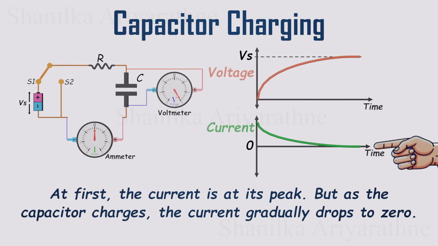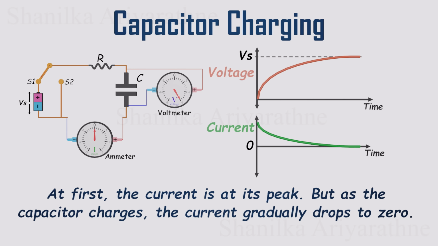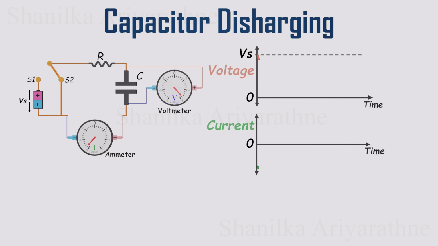And when the capacitor is fully charged, the current falls all the way to zero. At that point, the capacitor behaves like an open circuit. No more current can flow. Now let's flip the switch to discharge the capacitor. And this time, the story runs in reverse.